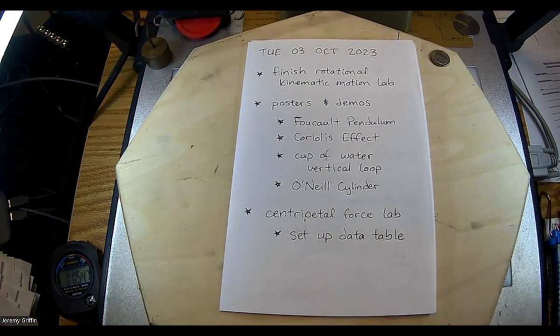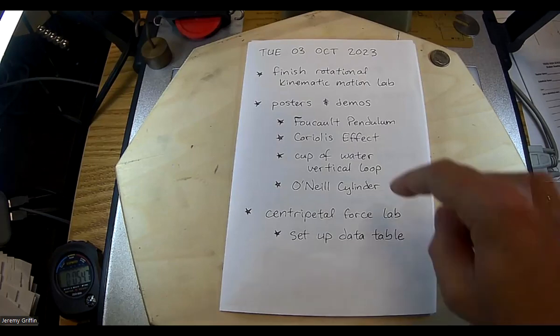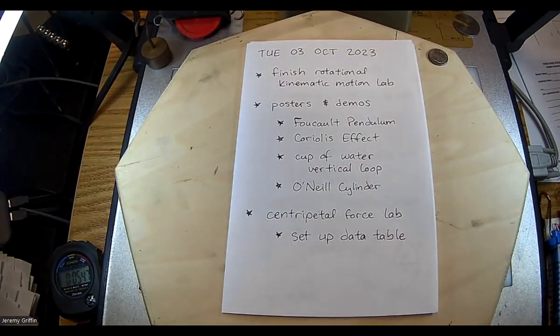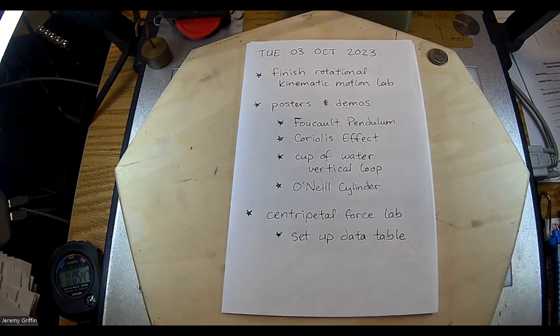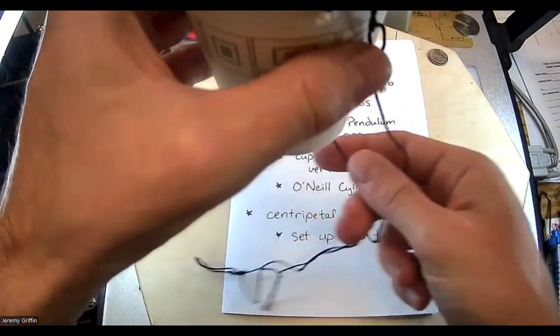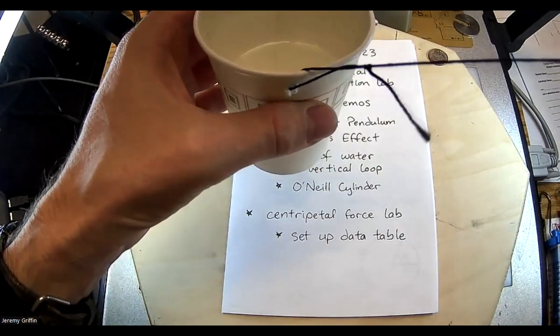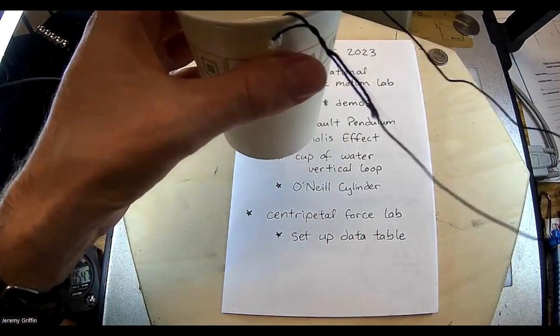Okay. So here, let's start with some posters. Now, let me do things a little out of order. Let's do this cup first. A cup of water. So I got a cup with a string on it. Let's do this cup on the string. So put some water in it. I got water in this cup. Hey, how can I turn this cup upside down and the water doesn't fall out? How can I do that?